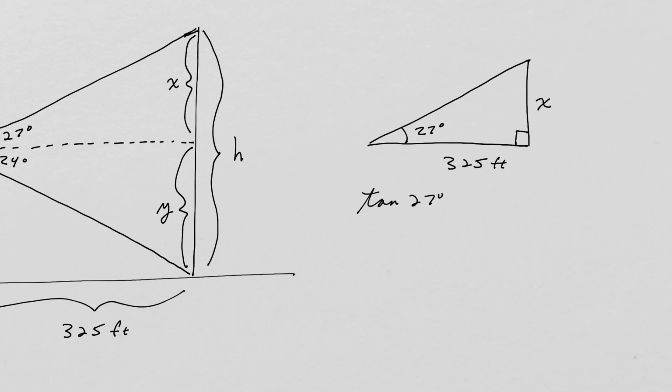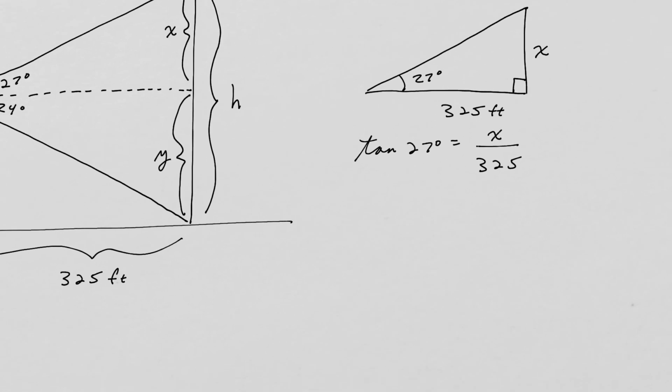of 27 degrees has to be opposite x over adjacent 325. So now if I multiply both sides by 325, I'm going to find out that x is equal to 325 times the tan of 27 degrees. You can plug that into your calculator, and you're going to find that that's 165.6. And it has units of feet in this case.